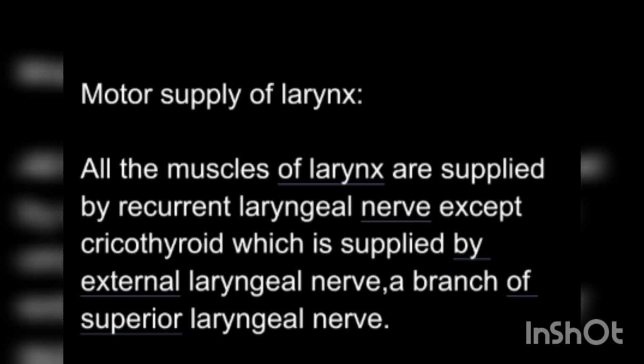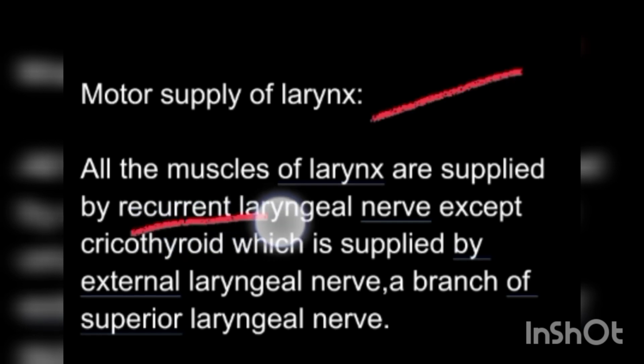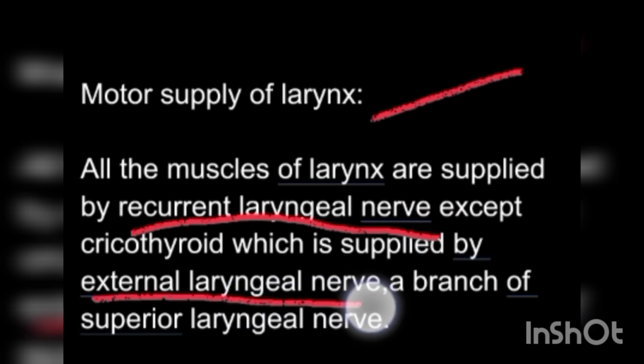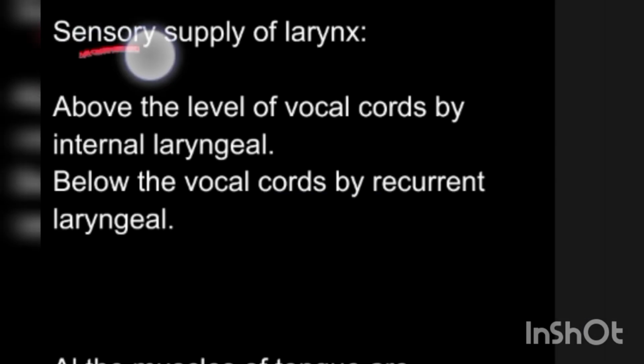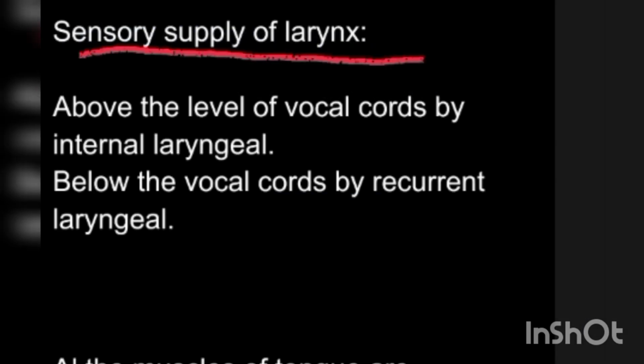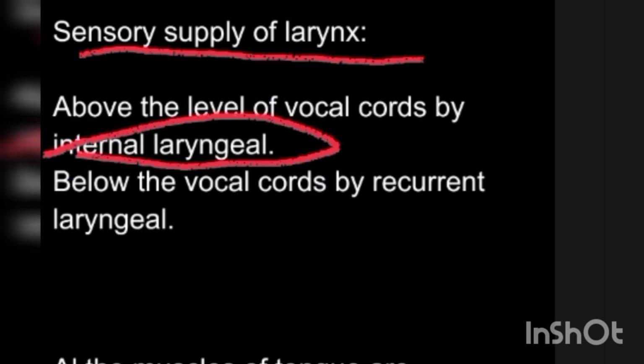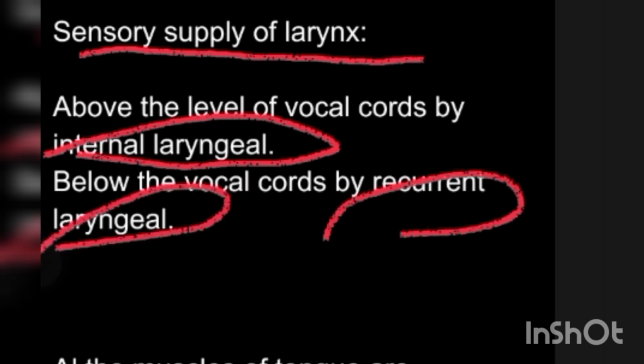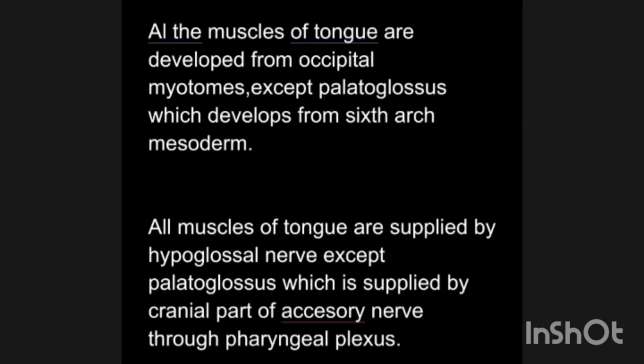Now let us see motor supply of larynx. All muscles of larynx are supplied by recurrent laryngeal nerve except cricothyroid, which is supplied by the external laryngeal nerve, which is a branch of superior laryngeal nerve. Sensory supply of larynx: above the level of the vocal cords, it is by internal laryngeal nerve, whereas below the vocal cords, it is by the recurrent laryngeal nerve. All the muscles of tongue are developed from occipital myotomes except palatoglossus, which develops from sixth arch mesoderm.